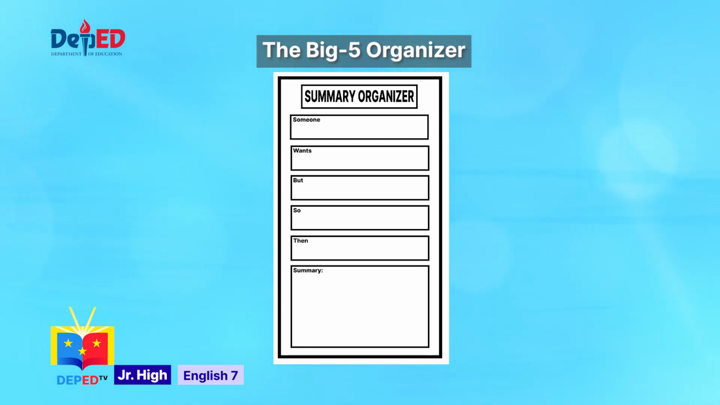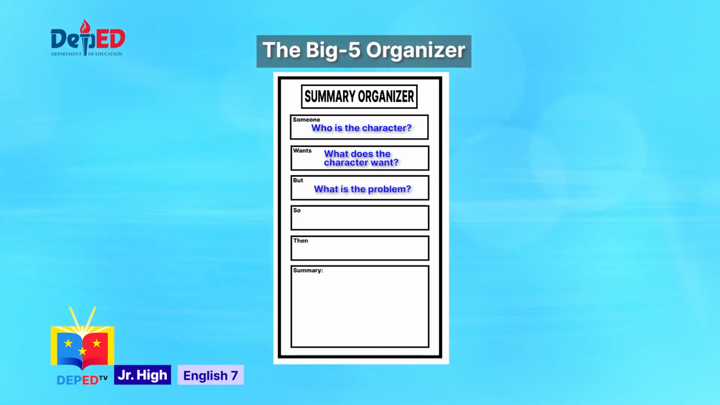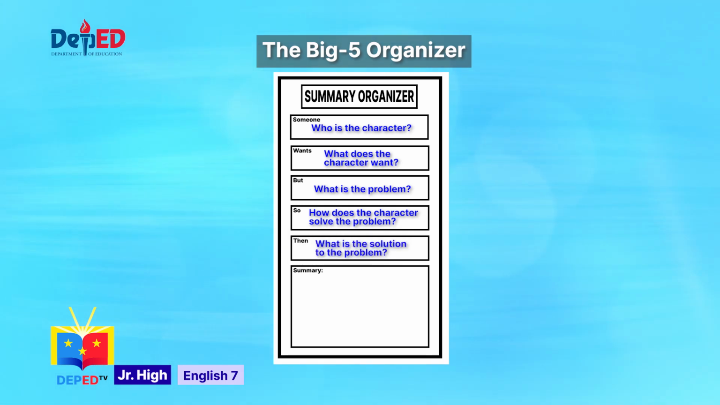The Big Five organizer consists of: Someone, who is the character. Once, what does the character want? But, what is the main problem? So, how does the character solve the problem? And then, what is the solution to the problem? Summary serves as the combination of all the points gathered.